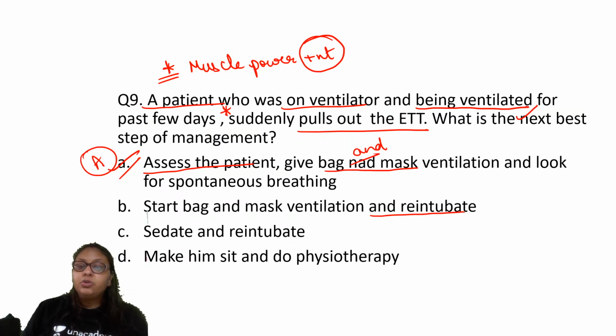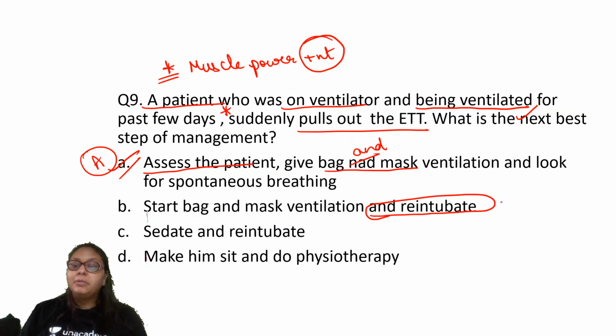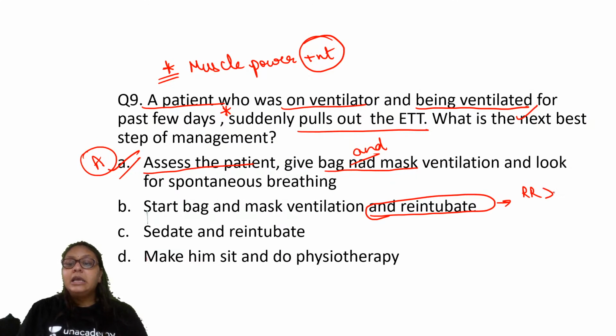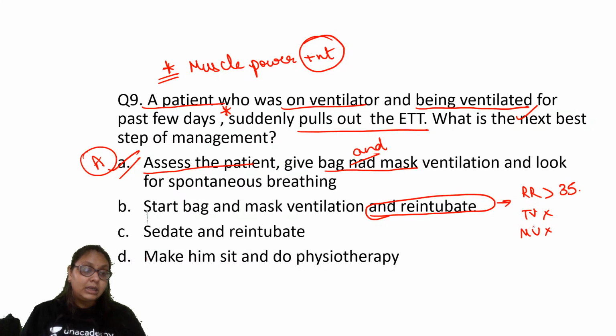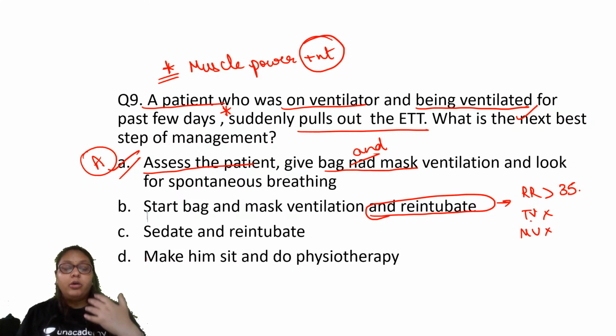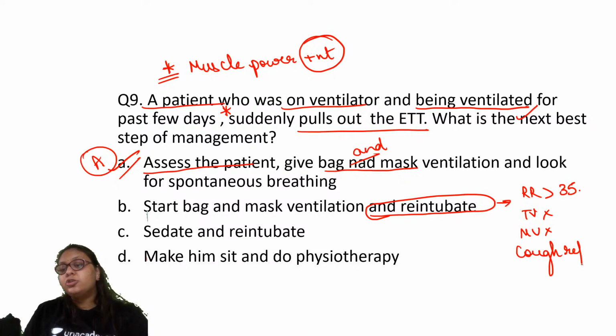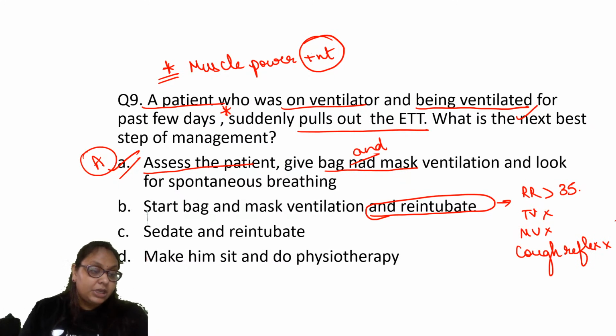When do we re-intubate? If the respiratory rate is more than 35, if the tidal volume or minute ventilation is not maintained, or if the patient is not able to cough out the secretions and the cough reflex is not present, then we have to re-intubate the patient.